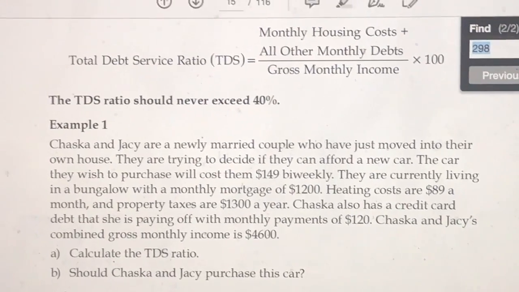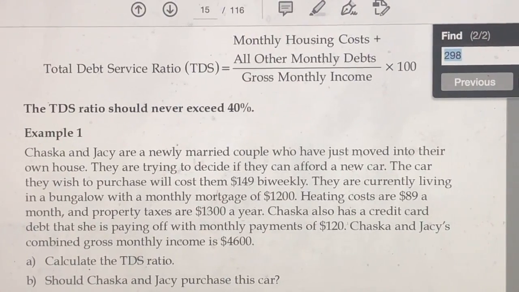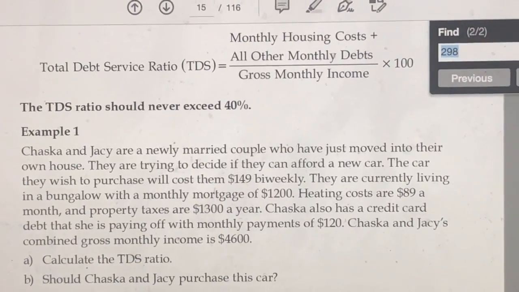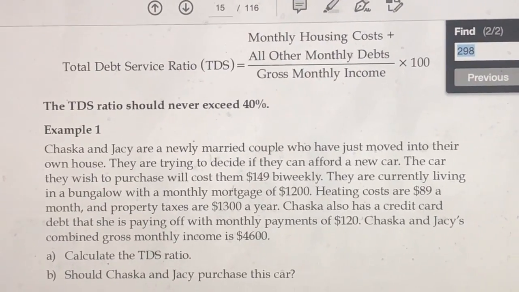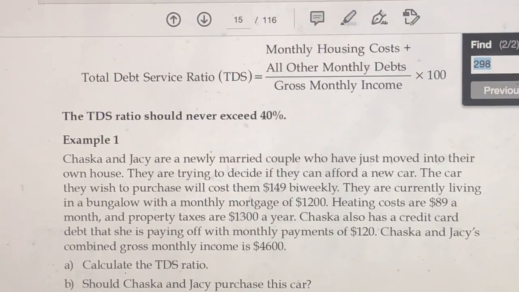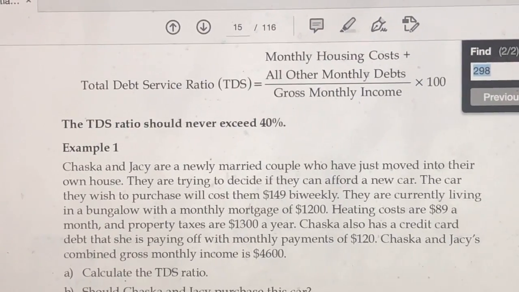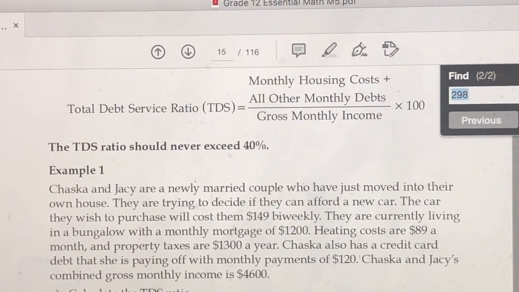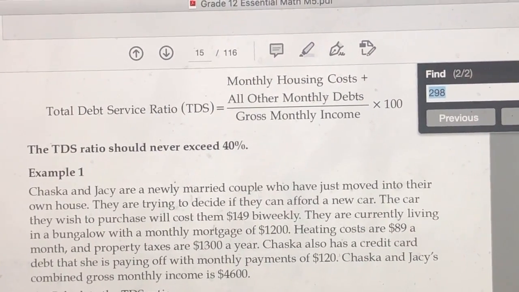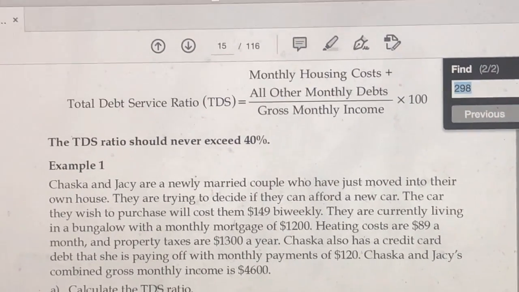Chaska and JC are a newly married couple who have just moved into their own house. They are trying to decide if they can afford a new car. The car they wish to purchase will cost them $149 bi-weekly. They're currently living in a bungalow with a monthly mortgage of $1,200. Heating costs are $89 a month, and property taxes are $1,300 a year. Chaska also has a credit card debt, and she's paying it off with monthly payments of $120. Chaska and JC's combined gross monthly income is $4,600.